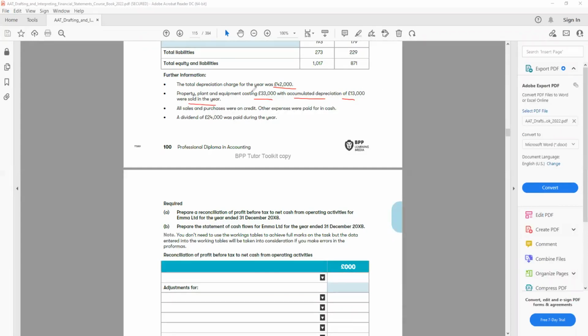It's a little bit tricky. So we need to find the cost. Cost is 33,000 and the depreciation was already 13. So we need to find out how much the carrying value was. Now 33 minus 13, that gives me 20. So 20,000 is the carrying value. Now if I sell for more than the carrying value, I make a gain. If I sell for less than the carrying value, I make a loss. Now I don't know how much I sold it for, so I need to do a little bit of workings.